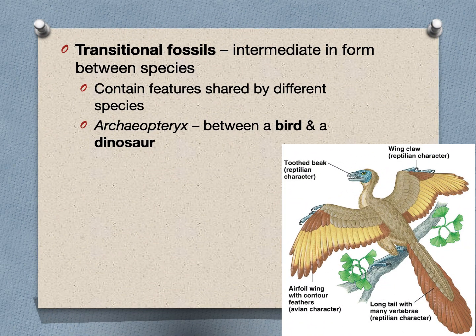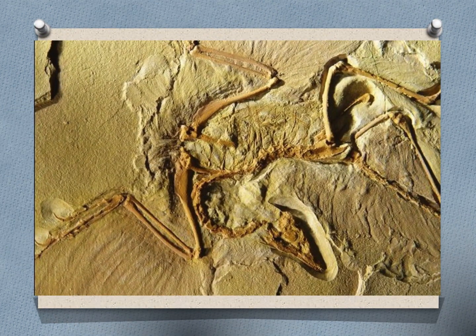One of the biggest factors is a transitional fossil, which is an intermediate form between species, which contains features shared by different species. The hallmark of this is Archaeopteryx, which shows the intermediate between a bird and a dinosaur, where it has some features of dinosaurs and some features of birds, like a toothed beak, which is reptilian, a wing claw, which is reptilian, but we've got feathers, airfoil wing with contour feathers, which is definitely a bird thing. There's a picture of the actual Archaeopteryx that was found.